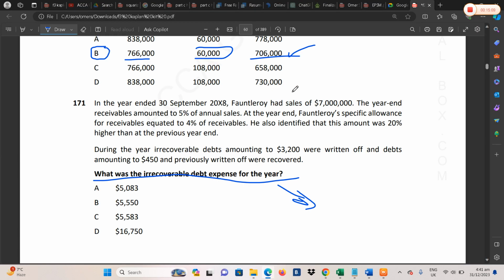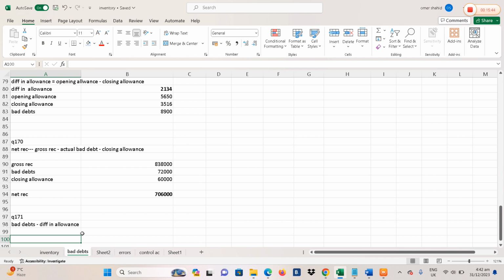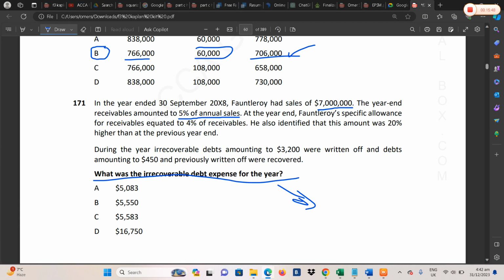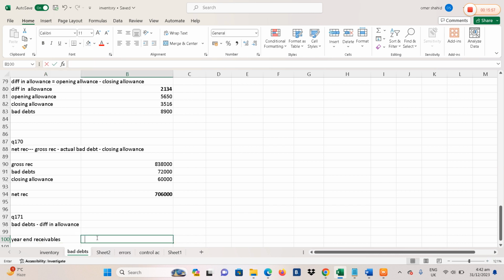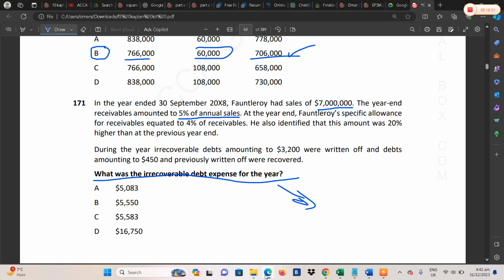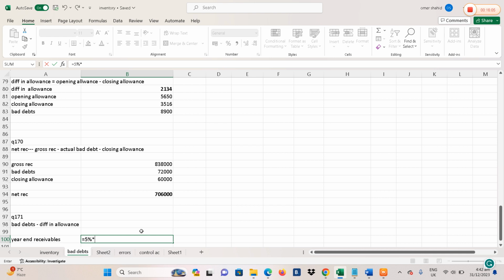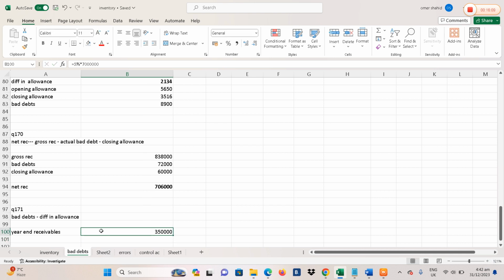So now let's come back to the question and read the question. In the year ended 30 September 2008, Fauntleroy had sales of 7,000. The year-end receivables amounted to 5% of annual sales. So if we want to calculate the year-end receivables, it is 5% multiplied by 7,000. This is 350,000, our year-end receivable.